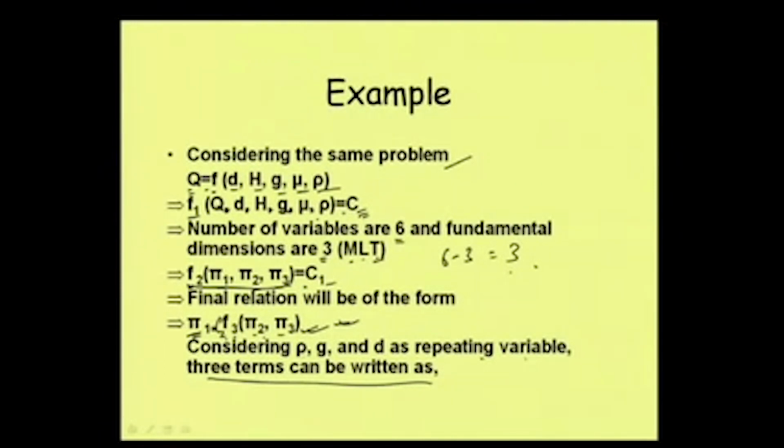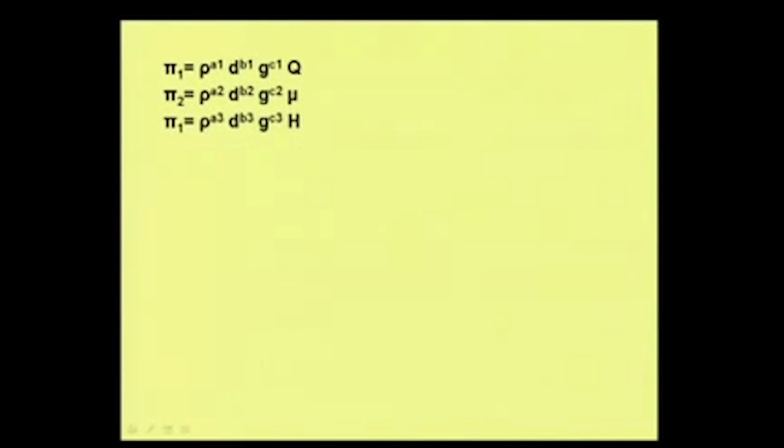If we consider rho, g and d as repeating variables, we can write pi 1 is equal to rho to the power a1, d to the power b1, g to the power c1. Well, then rho, d and g are our repeating variables, and q, mu and h are non-repeating variables. So with the first one we are putting q, the discharge, and then pi 2, again this is a2 like that, rho to the power a, so all are exponents, then this mu we are adding here. Then pi 3, sorry, pi 3 is equal to rho, d, g, then h we are adding here.